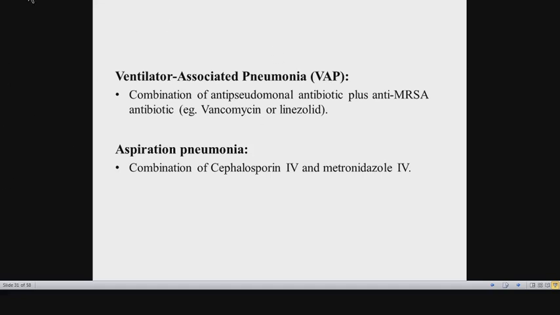Then after that we have the category of pneumonia which is aspiration pneumonia. As we discussed previously, aspiration pneumonia usually involves anaerobic bacteria, which are part of the oral cavity. And so our empirical therapy for aspiration pneumonia should always cover anaerobic bacteria. For that reason, we can use metronidazole or clindamycin, because both are active against anaerobic bacteria.